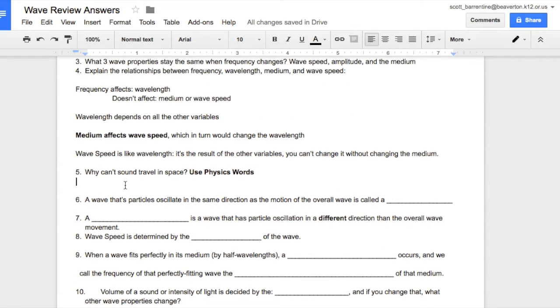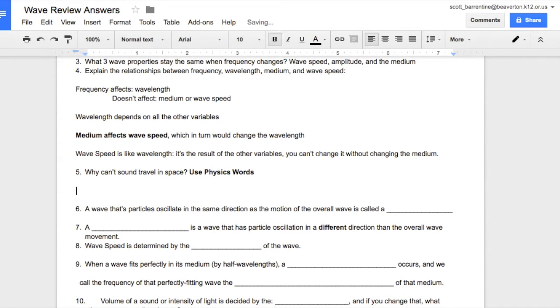So why can't sound travel in space? It's simple physics: no medium. Compression waves require a medium. Now, compression waves, that's not something we've talked about too much. But this wave, where particles oscillate in the same direction as the motion of the overall wave, is called a compression wave. This is a GIF of a compression wave, where the particles, you can see a couple of them in red, are moving in the same direction as the wave itself.